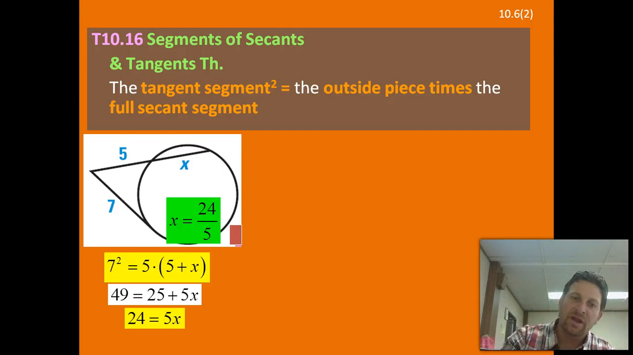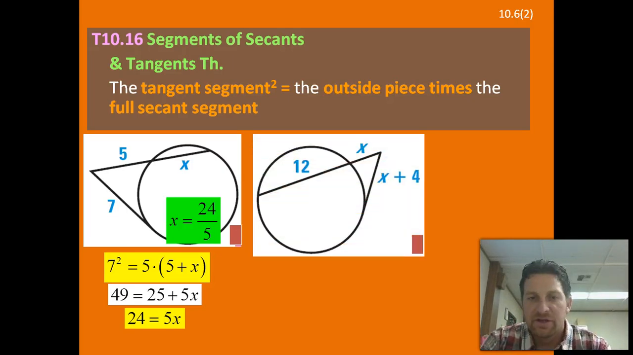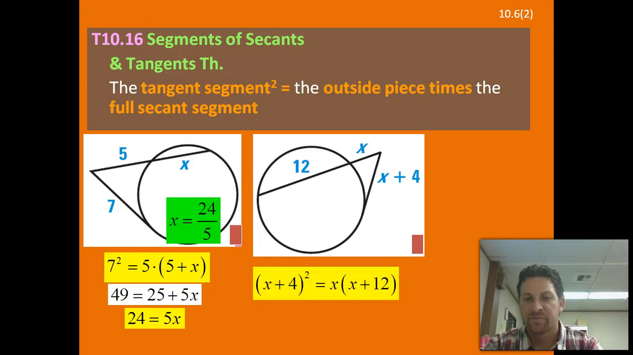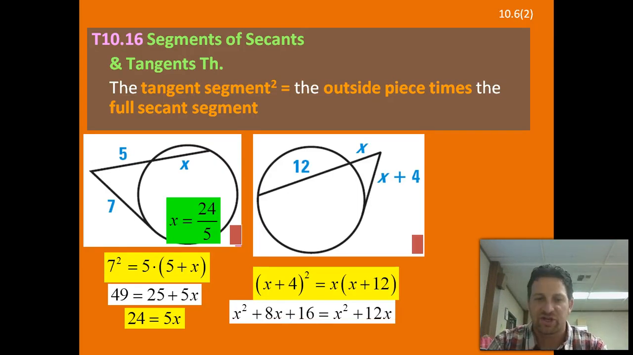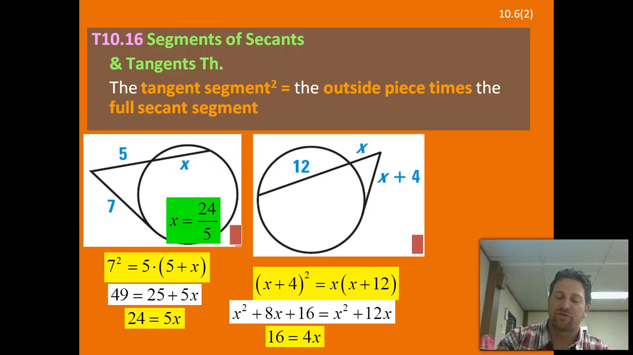Okay? Now, they do get more complicated. So on this one right here, now the tangent is x plus 4. So you're going to have x plus 4 squared equals, okay, x times x plus 12. All right? Now, x plus 4 squared becomes a trinomial square when you multiply it out. So you're going to get x squared plus 8x, okay, plus 16 equals x squared plus 12x, which is kind of nice because now your x squared is going to cancel out when you start to move things around. Okay, so you get 16 equals 4x, divided by 4, and x equals 4.